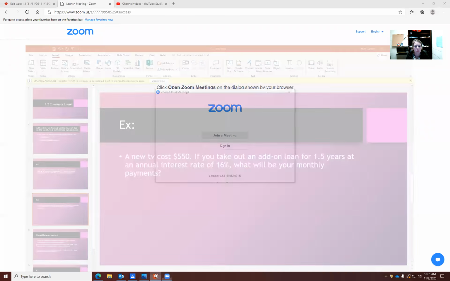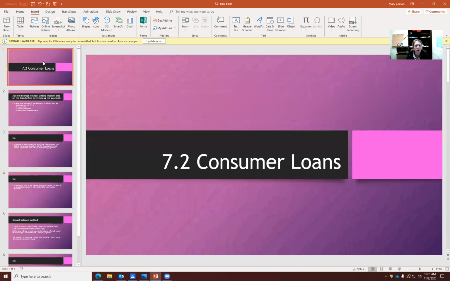So let me pull up PowerPoint real quick. All right, so 7.1 went over simple interest, compound interest, future value, present value, and 7.2 is going to be on consumer loans. This is on page 390 in your book.